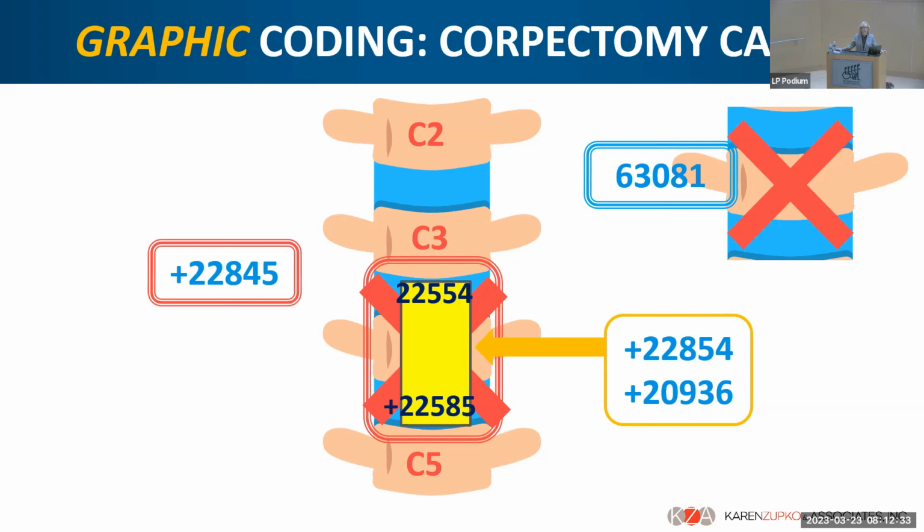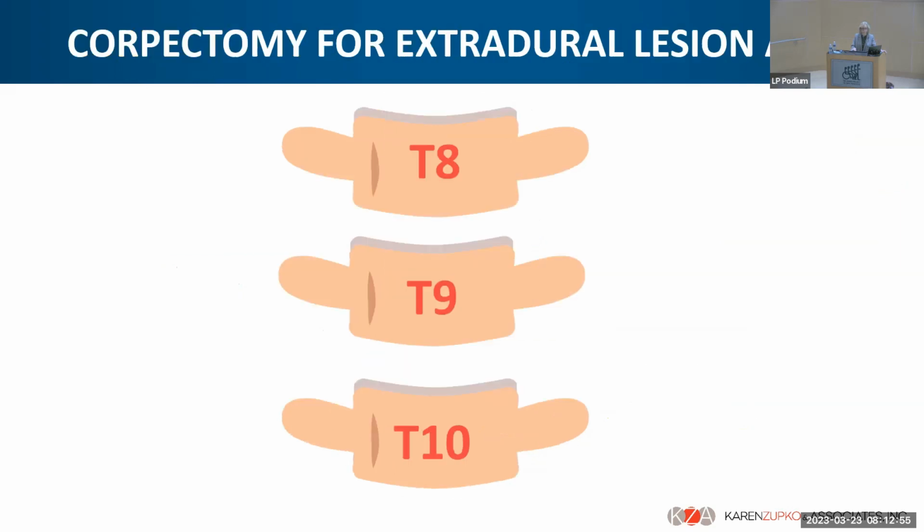corpectomy procedures that you do, because it's always going to be 2 fusions, 1 or 2 corpectomy codes, and then more fusions, and then the interbody device, the 22854, the plate 22845, and the bone graft using the patient's own bone, typically the 20936, okay? So lots of RVUs here, lots of revenue from a corpectomy case.